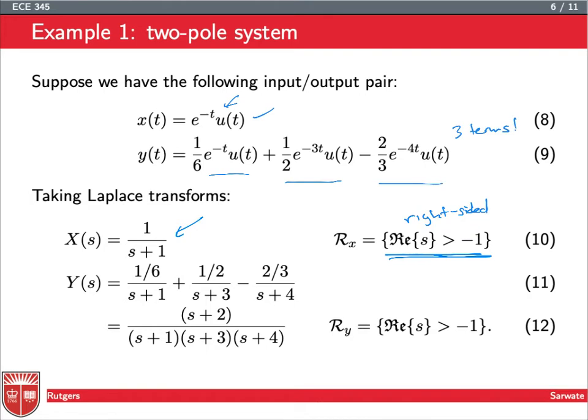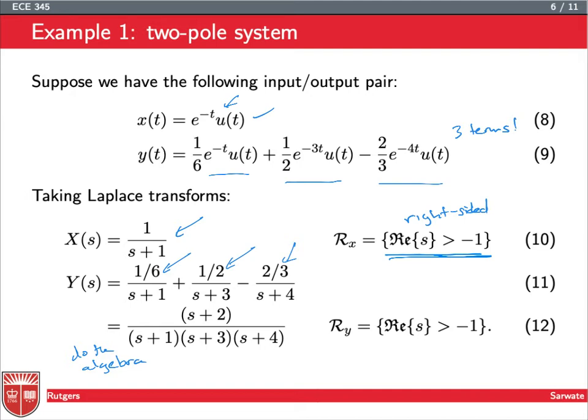All of these things are right-sided, causal-looking things, so we can just write down the Laplace transform. We get one sixth over s plus 1, plus a half over s plus 3, and then minus 2/3 over s plus 4. If you do the algebra, or if you want, you can do it in MATLAB, you can get this final transform. I worked out the numbers so that it would be nice and simple. It's just a 0 at minus 2 and poles at minus 1, minus 3, and minus 4. And that's the output signal.